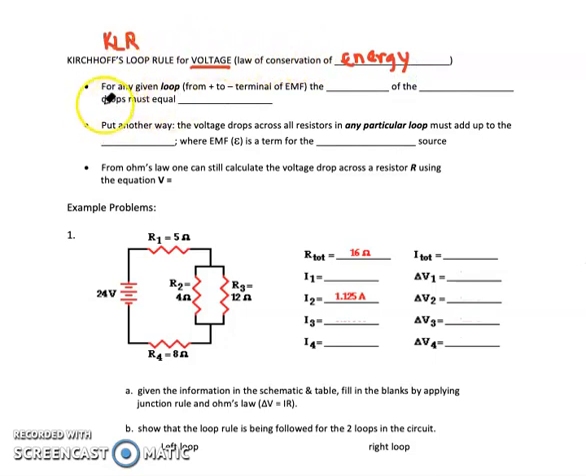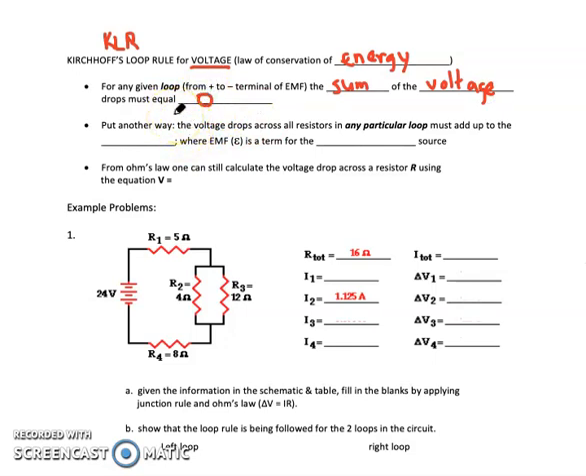So there are two ways of expressing the loop rule. It says for any given loop, and a loop in a circuit is going from the positive terminal to the negative terminal of an EMF. An EMF is a fancy way of saying a voltage source. The sum of the voltage drops must be equal to 0.